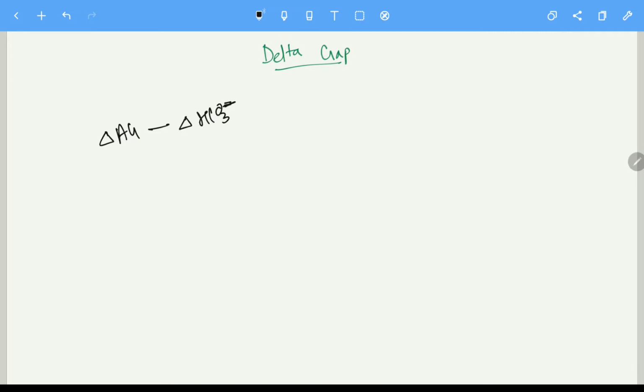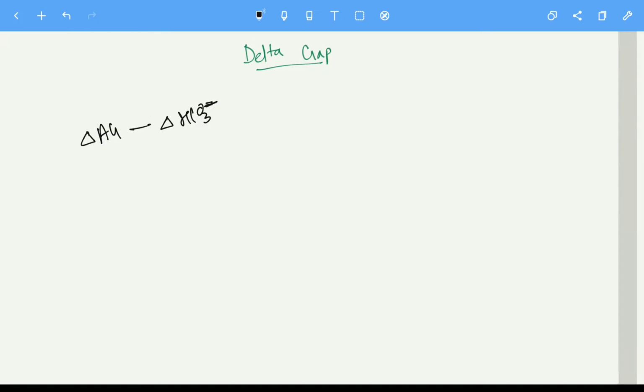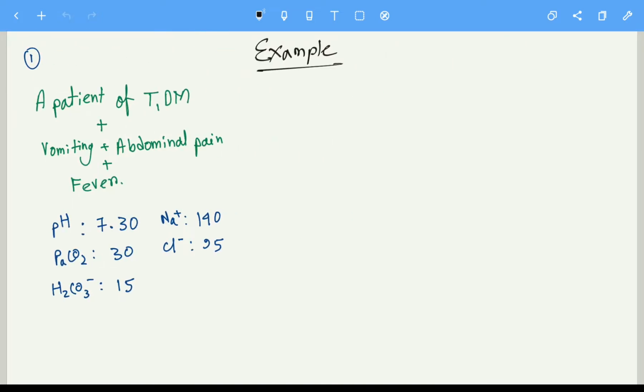This is not a very reliable measurement. It has more margins of error, so it is not normally used. Let's look at some examples. Here in this question we have a patient of type 1 diabetes mellitus with vomiting, abdominal pain and fever.